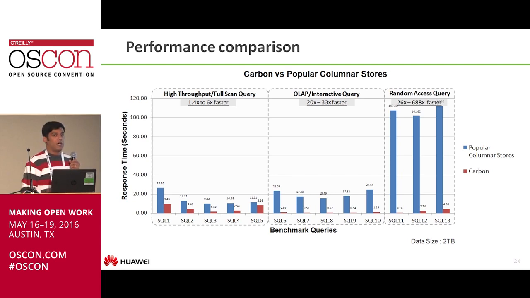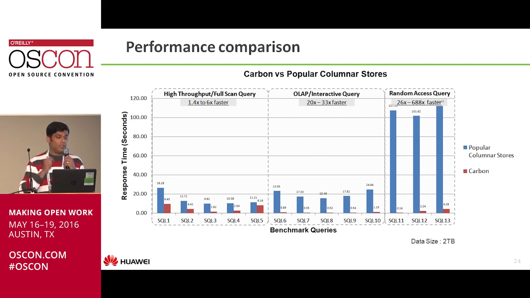As you can see from the chart, Carbon data is much faster than existing popular columnar data stores in most of the queries, almost all of the queries. For the sake of clarity, we have categorized the queries into 3 types. As Jihong had mentioned, you have the high throughput full scan query, the OLAP interactive analysis query, and the random access queries. High throughput full scan queries usually access a subset of the columns. They don't access all the columns, only a few of them, but they don't usually involve any filters.